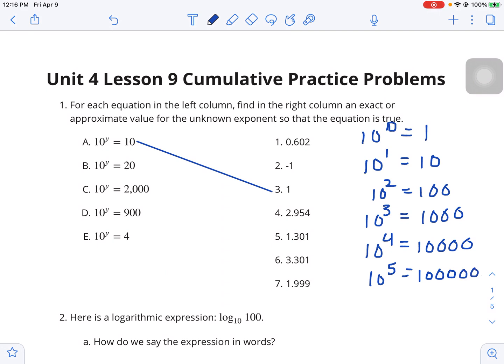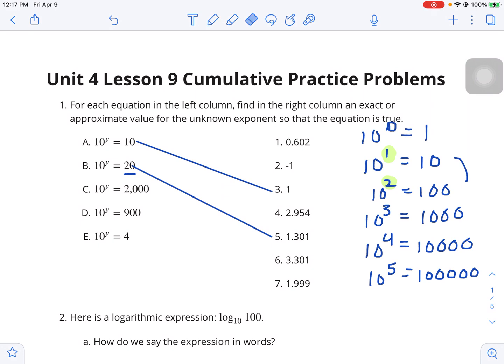So what power do we raise 10 to get 20? Well, 10 to the first is 10, and 10 to the second is 100. So we're between 1 and 2 for these exponents, and probably closer to 1. So with this one, I would choose 1.301 probably. 1.99 is between 1 and 2 also, but that would be a result closer to 100 than 10 there.